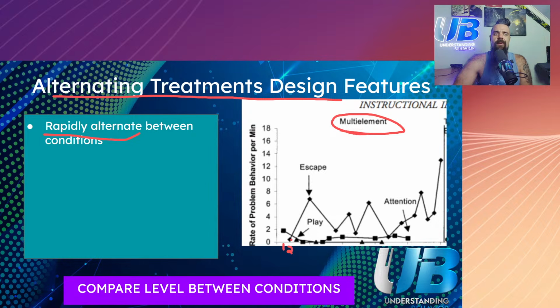Session 2 is going to be our diamond. Session 3 is going to be that triangle. So we did 3 different sessions and they're all totally different conditions. One was escape, one was attention, one was play. So that's what we mean by rapid alternation. It's pretty much every single session we're going to be switching up our condition.